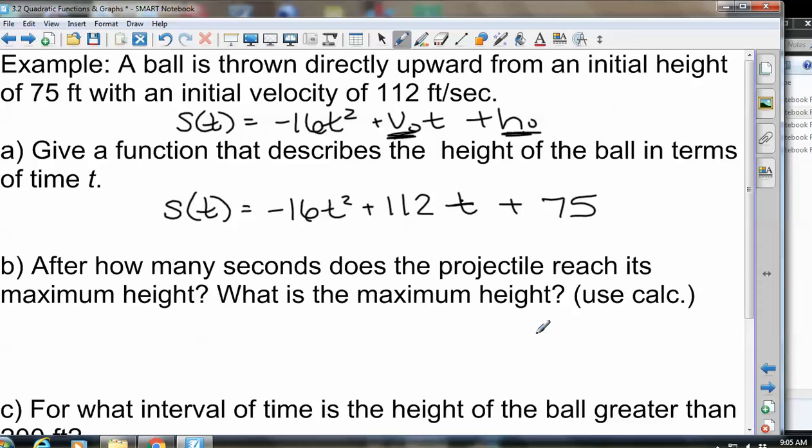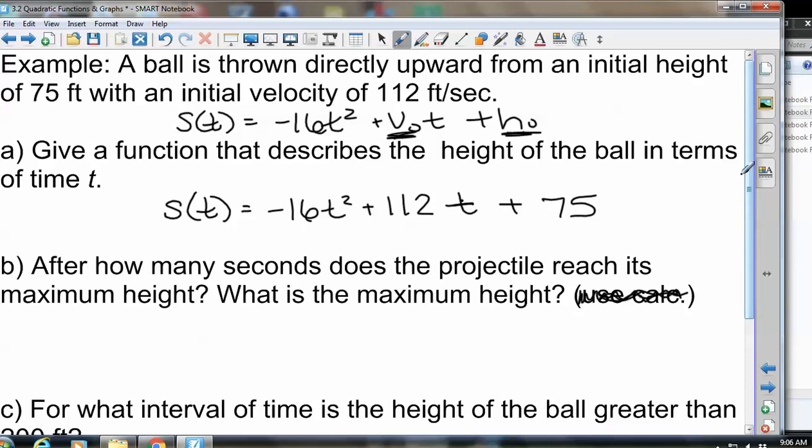Part B. After how many seconds does the projectile reach its maximum height? And what is the maximum height? I meant to say, that's supposed to go on the next one. There. Okay. How do you find a maximum? What am I asking you for? The highest y value. So where does that occur? What's the name of that point? The vertex. Didn't we just find the vertex in the last 3 problems?